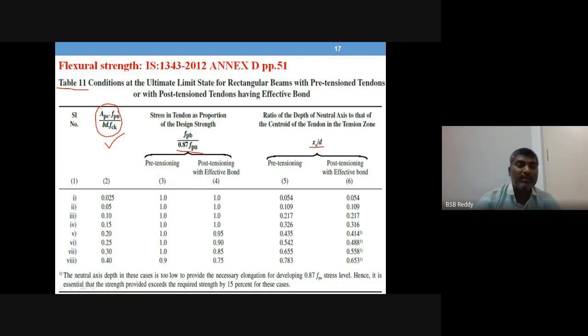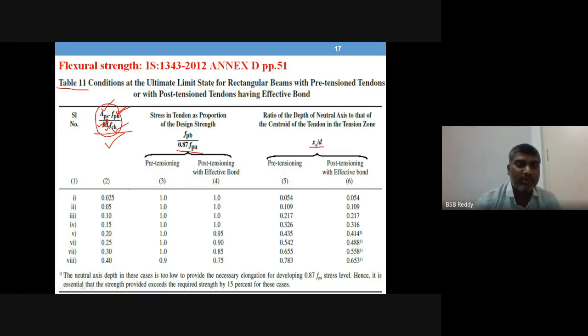What is it? The area of pre-stressing tendons, you know it. FPU, the characteristic strength of steel, will be known to you. B is the width of the section, D is the effective depth, and FC is the grade of concrete, nothing but the 28-day characteristic compressive strength of concrete. So these are all known data.